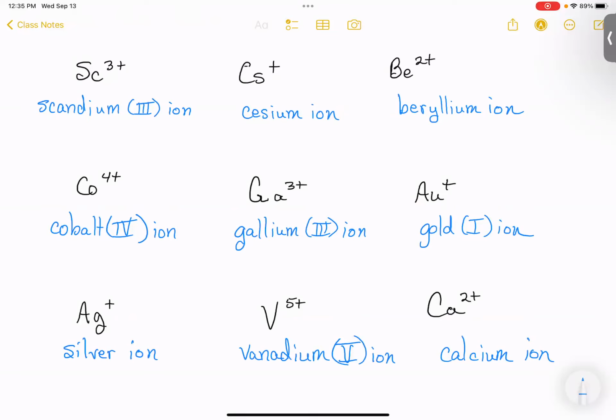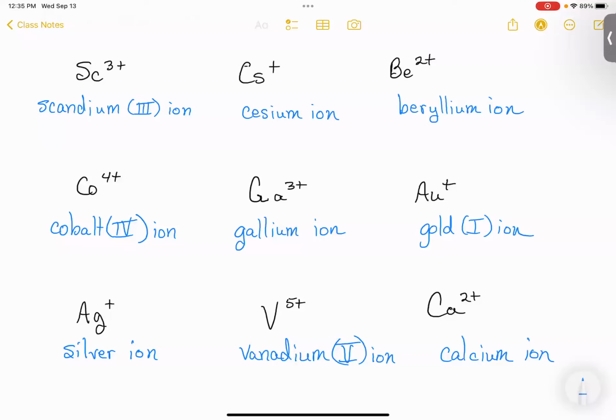Oh, I goofed. I got to going too much. My brain is dead. Okay, so scandium 3+ will be scandium 3 ion. Cesium + will be cesium ion because it's group 1. Beryllium 2+, because it's group 2, will be beryllium ion. Cobalt 4+ will be cobalt 4 ion.